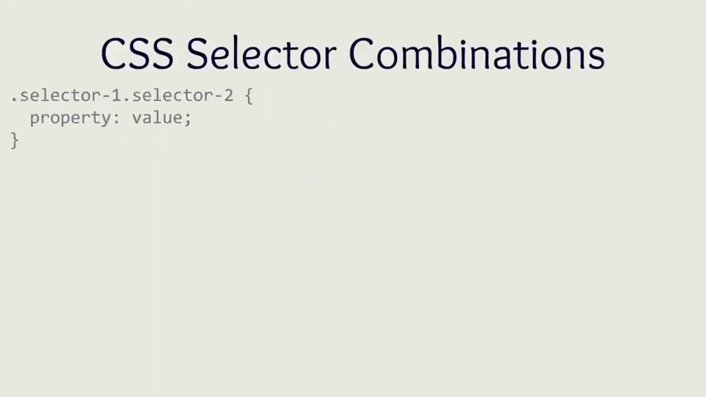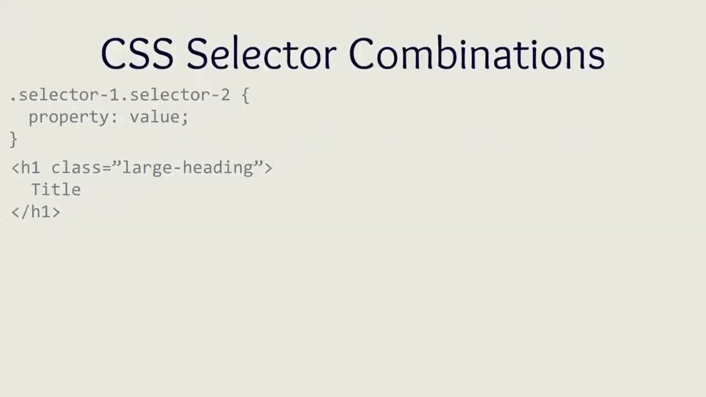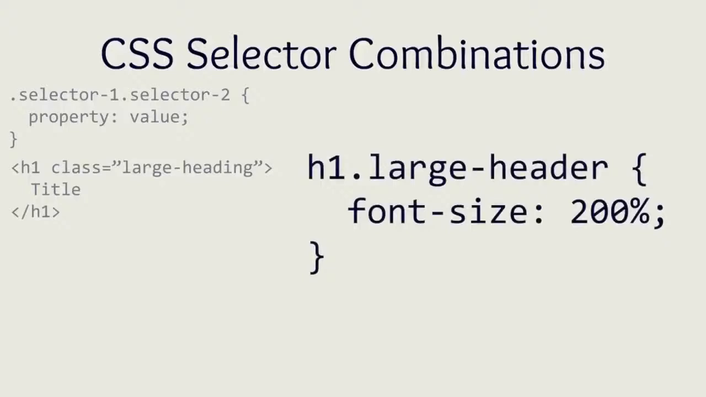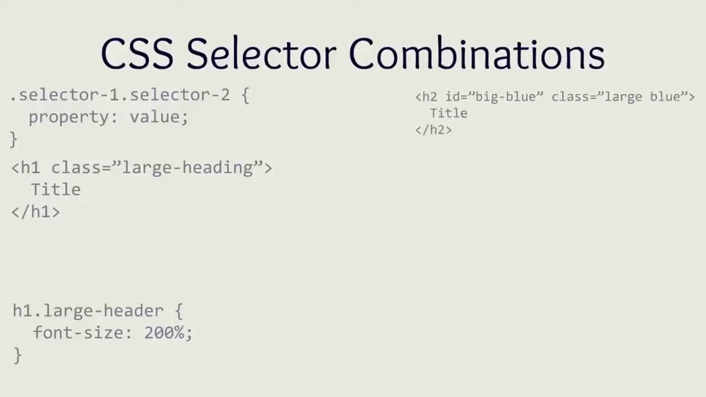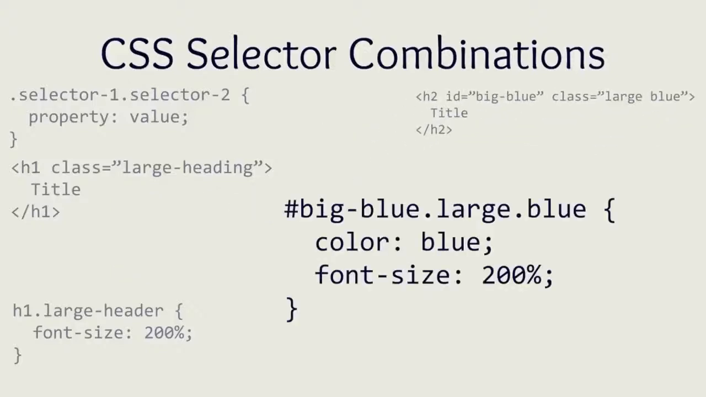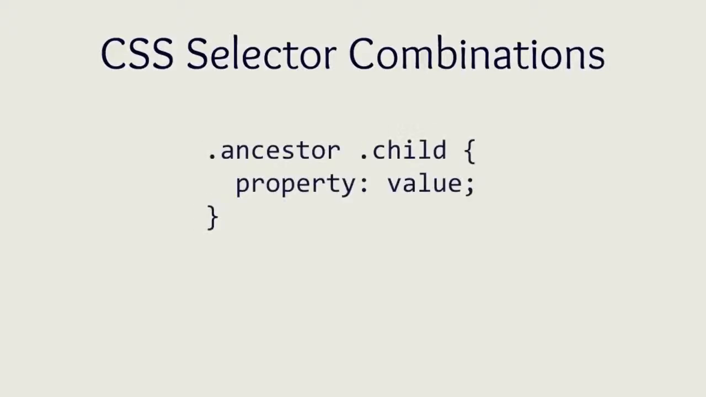For example, if you wanted to select all H1 elements with the class large heading, then you would write the following selector. If you wanted to select an element with the ID big blue and both the class large and blue, then you would use this selector. All HTML selectors can be combined in this way as many times as you want to create specific or general rules.